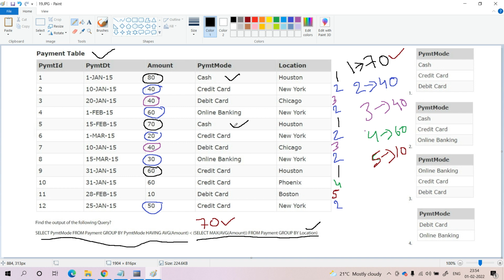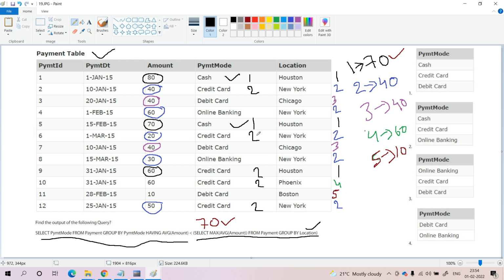Cash comes under the first group. Credit card comes under the second group. Credit card, where is the credit card? Yes, here, here, here. Here also credit card is available.